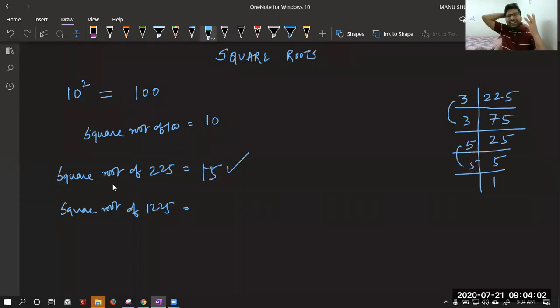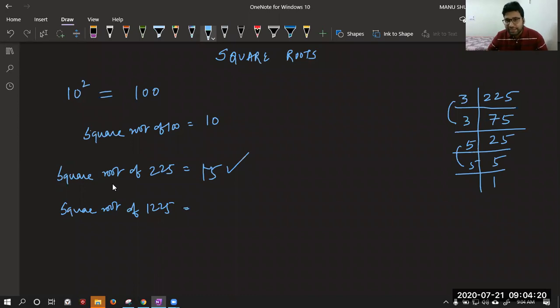All of you can think: 30 square is 900, 40 square is 1600. The number lies between 30 square and 40 square. It can be 35. That is why, Zeeshan beta, how will 15 come? We have already done 15 above, right?